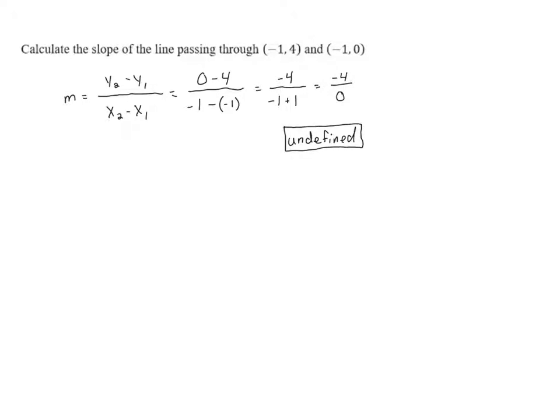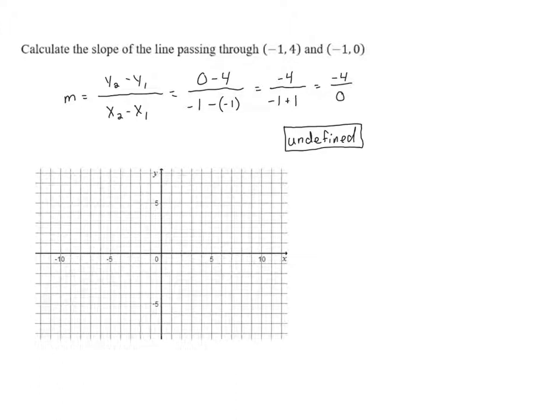Now, that might seem weird, so what we're actually going to do is look at what this line looks like. Let's take a look here. We have an xy plane. The first point, -1, 4, if we plot that, it's to the left 1 and up 4. So -1, 4 is going to be right there.